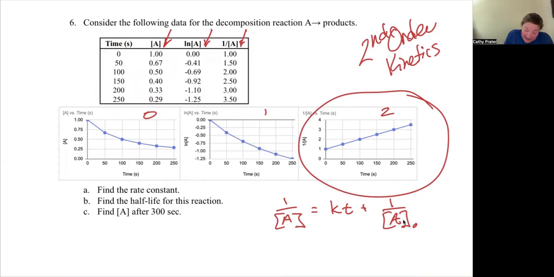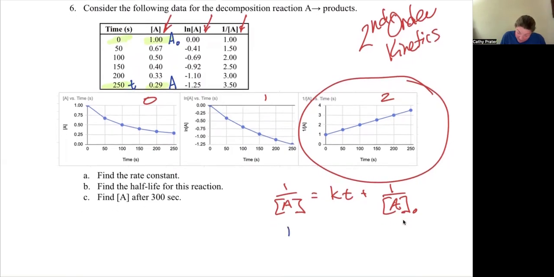So I know at a time of zero, the concentration is 1. I can use any other point in time. I'm going to go ahead and use this one. At a time of 250, the concentration is 0.29. So this value is A naught. This value is A at some point in time, and that point in time is 250. Depending on which set of data you pick, you're going to get an answer that's slightly different.